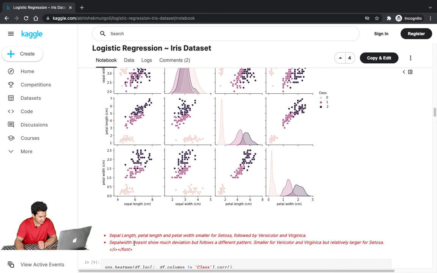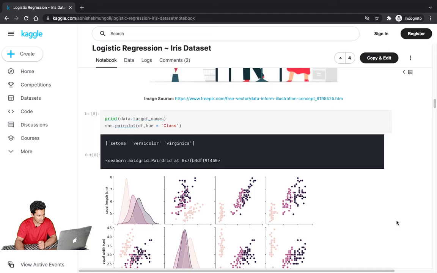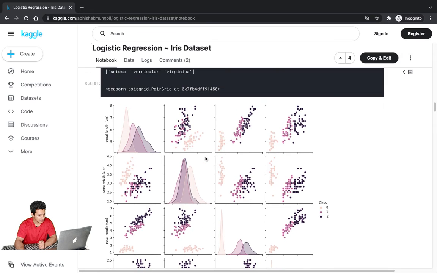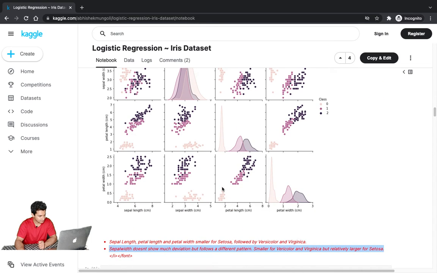But interestingly, the sepal width doesn't show much deviation but follows a different pattern. It's smaller for Versicolor and Virginica but relatively larger for Setosa. As we have seen, the other features, sepal length, petal length and petal width, are smaller for Setosa, but if you see here, the sepal width is relatively higher for Setosa than the other two, that is Versicolor and Virginica.